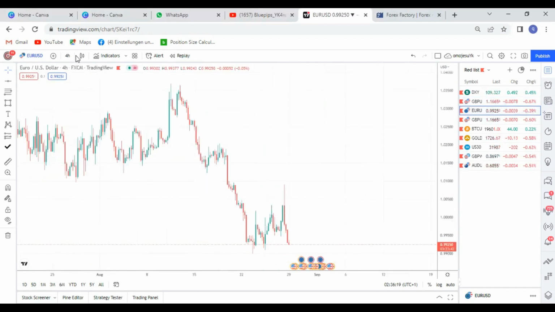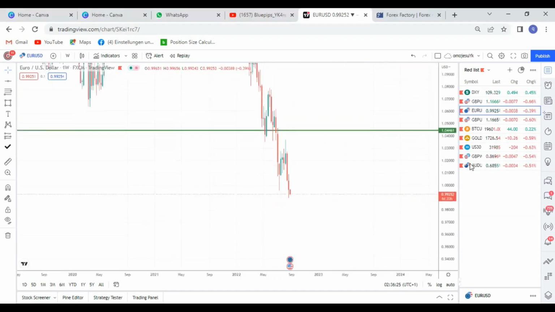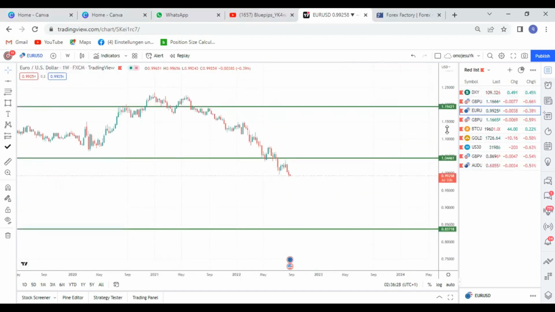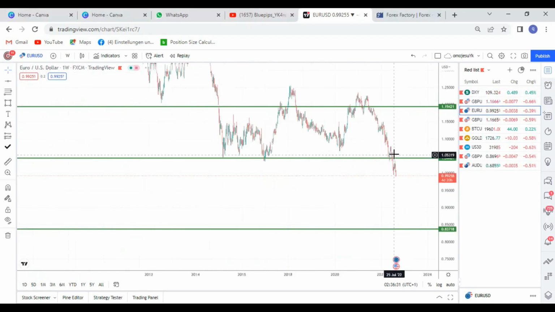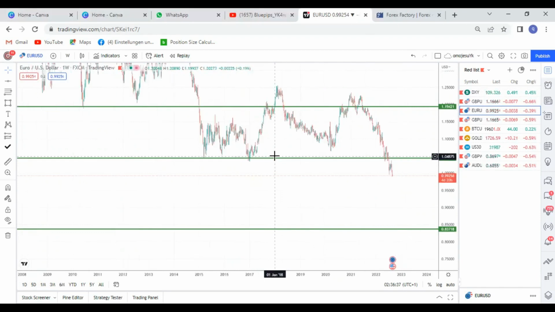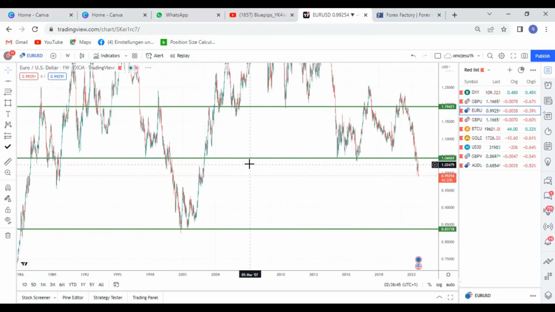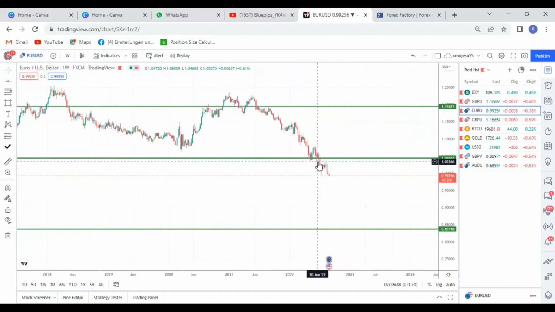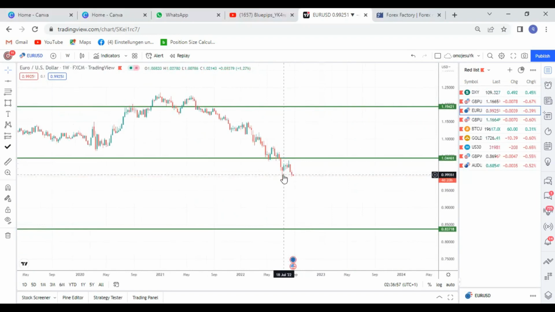On Euro USD, let's start with our weekly. We can see that Euro has also been on a very strong downtrend. Eventually, this support has been holding the market for a while. This is 2015, 2016. It tried to break it, but it couldn't. Eventually, in July 2022, we had a breakout from this point, and the market retested on the 8th of August.